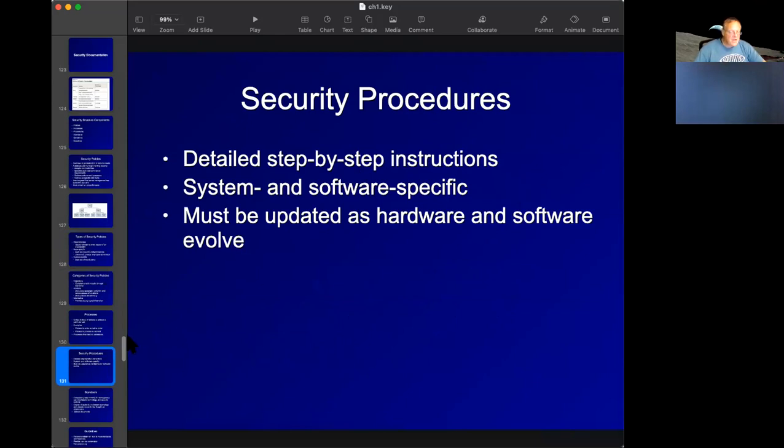And these, of course, have to be updated. All these policies do, but the procedures have to be updated all the time. Like I write a lot of hands-on projects for my other classes, and they take constant updating because things keep changing.